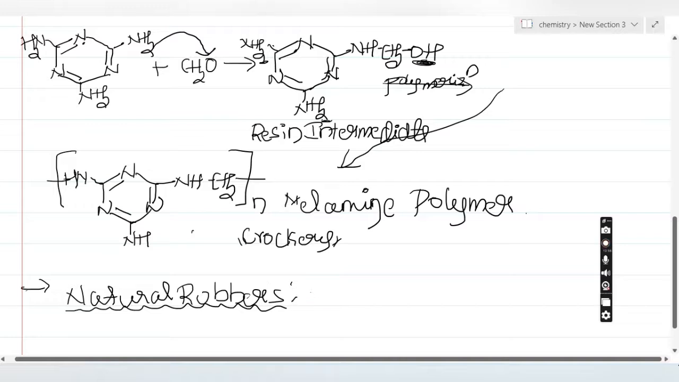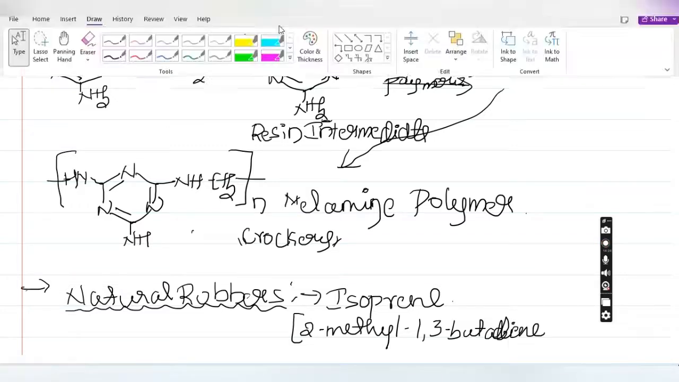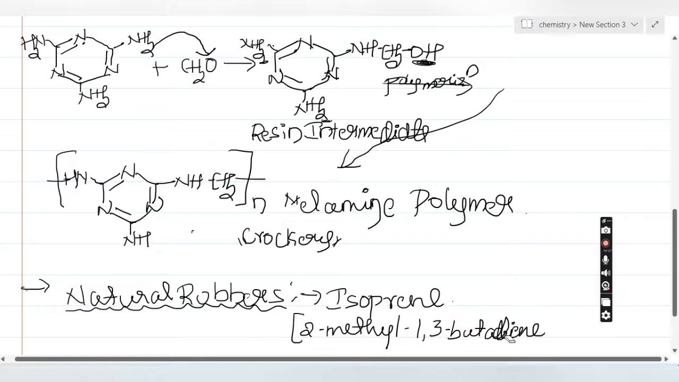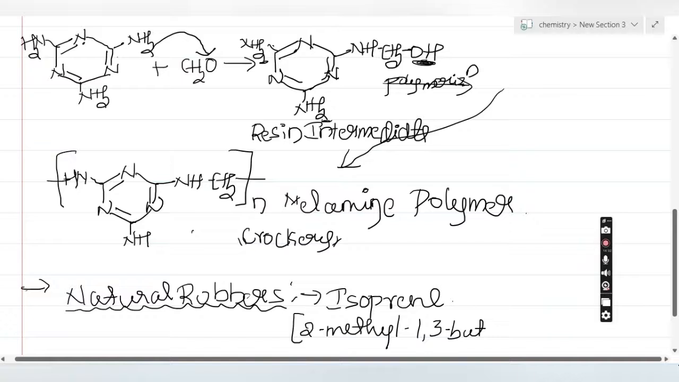This is a very important point to be noted here. I write the words, a linear polymer of isoprene. If I suddenly say the word isoprene, you may not understand, but isoprene has an IUPAC name, 2-methyl 1,3 butadiene. 2-methyl 1,3 butadiene. So I'll just wipe out this part. It is not clearly written. So now I can easily write a linear polymer of isoprene.